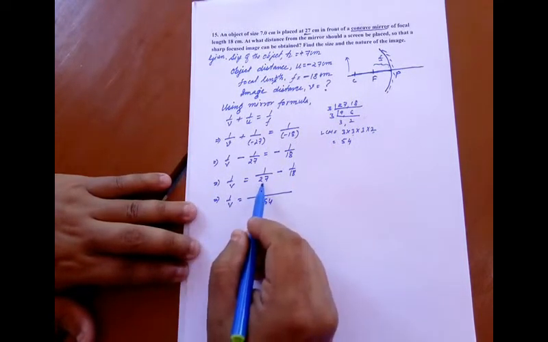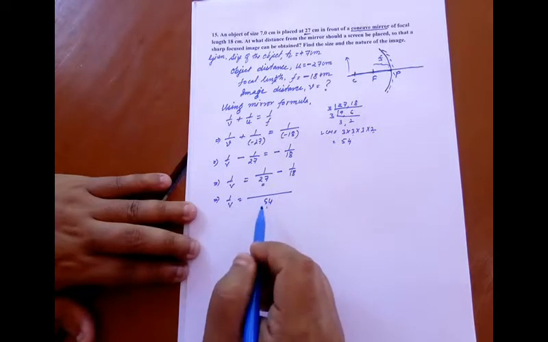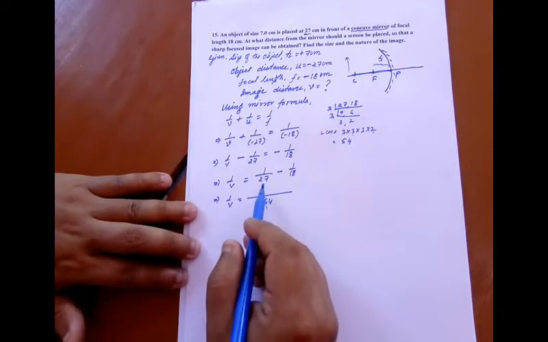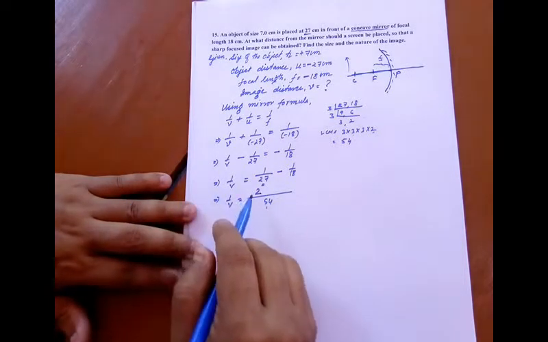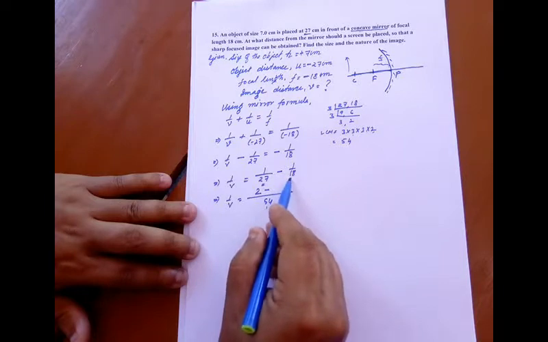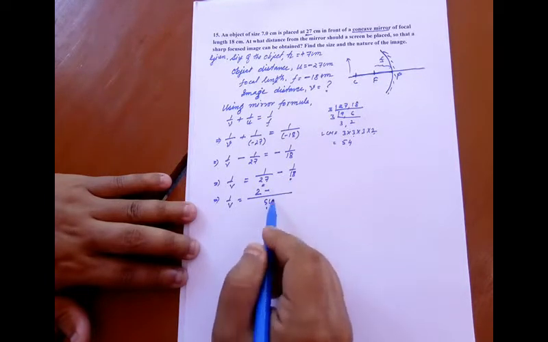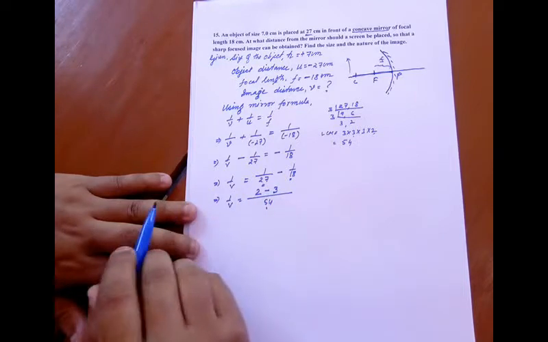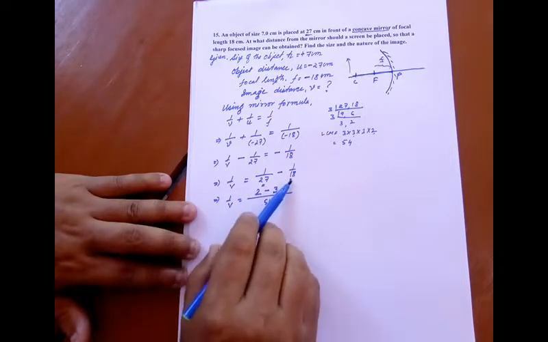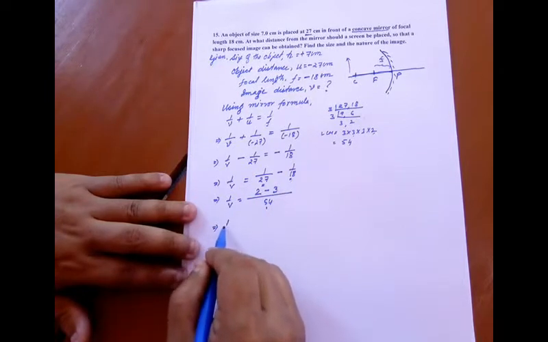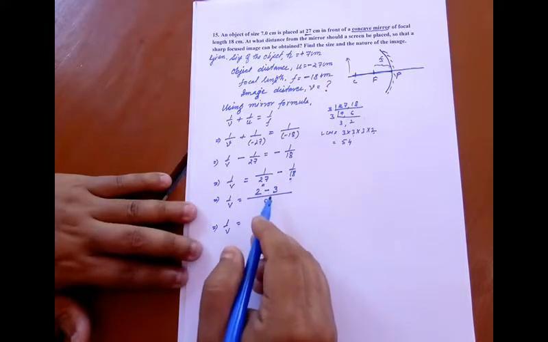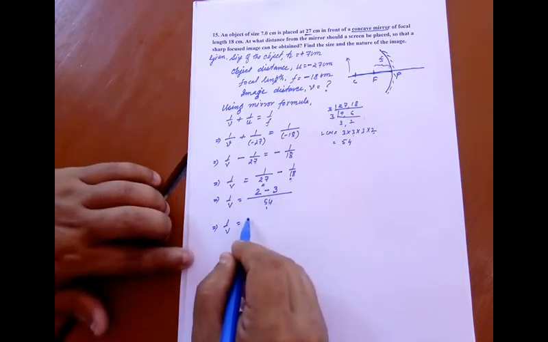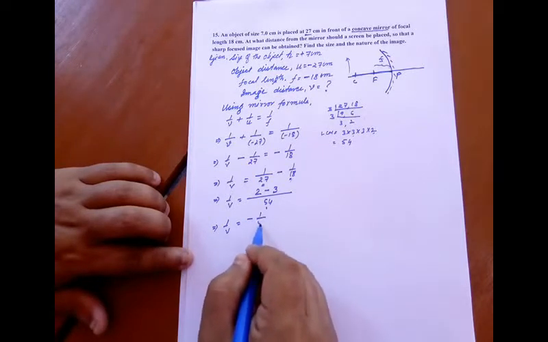Now we'll have to see the denominators with our LCM. 27, how many times is 54? 27 times 2 is 54. Minus, again with 18 and the LCM: 18, how many times is 54? 18 times 3 is 54. So 1 by v equals 2 minus 3. Since the negative value is greater, it will be a negative value. So it is minus 1 by 54.